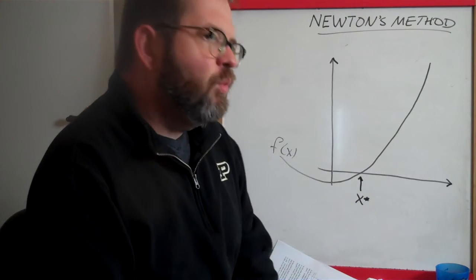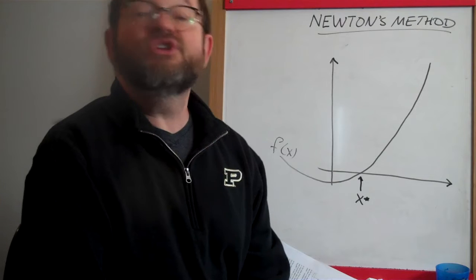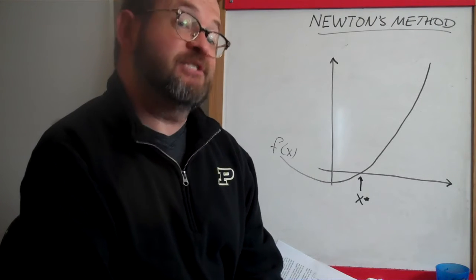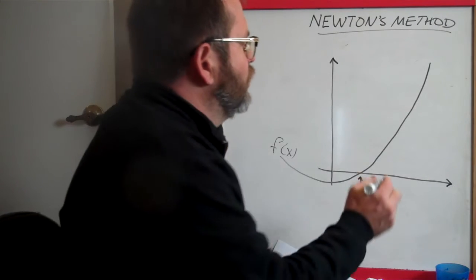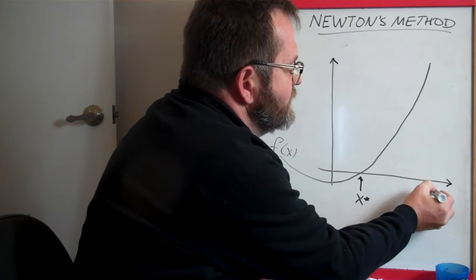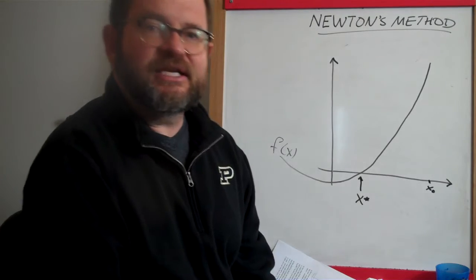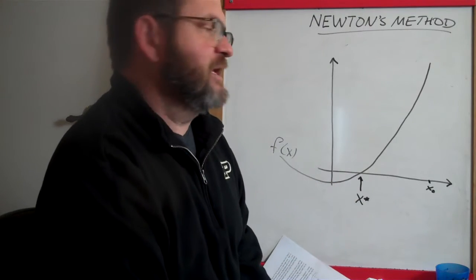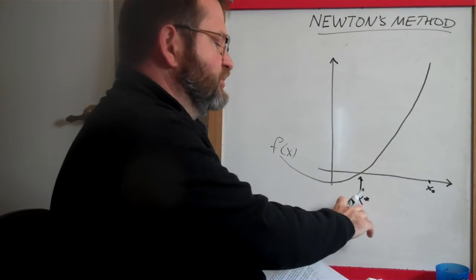With Newton's method, you're going to start off with a guess as to what the answer is. Let's say we start off with x0. x0, x1, x2, x3 will be our better and better guesses eventually, getting closer to x star.